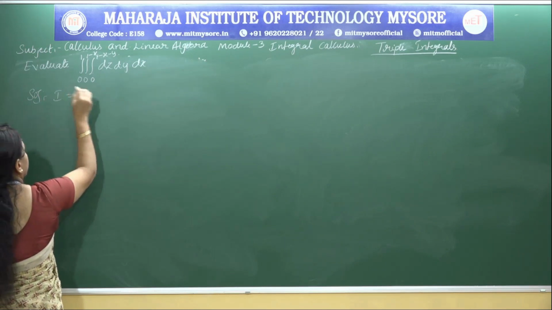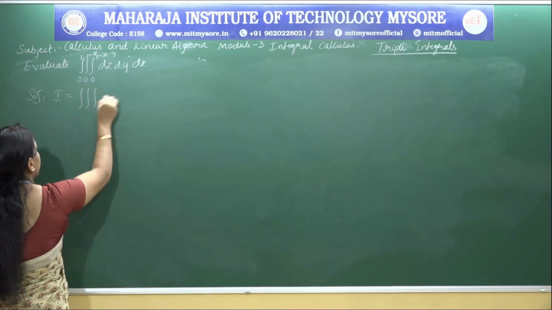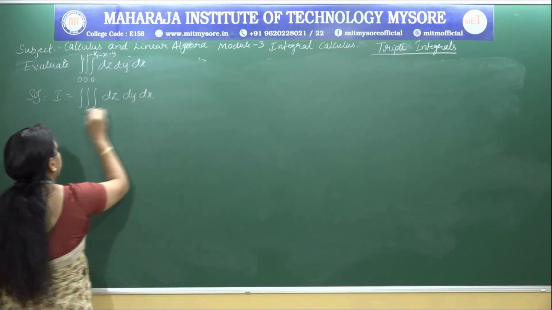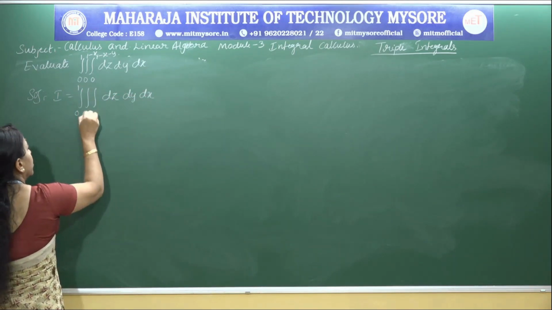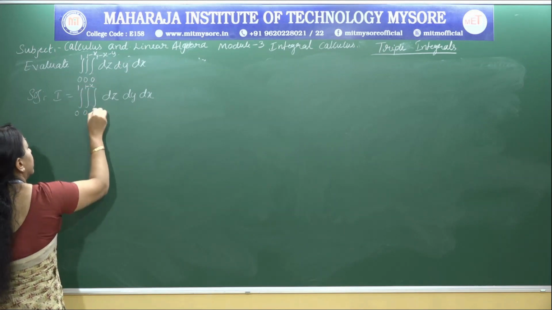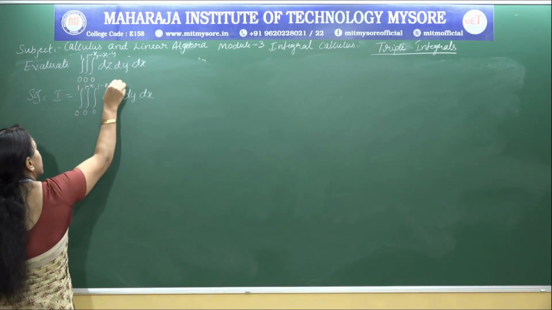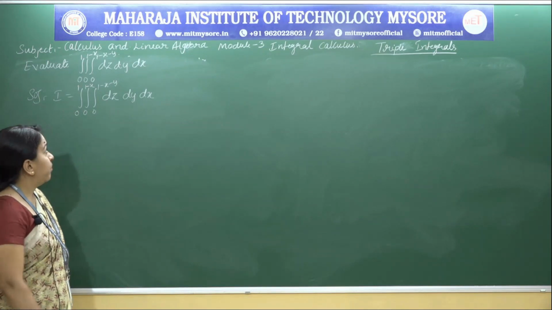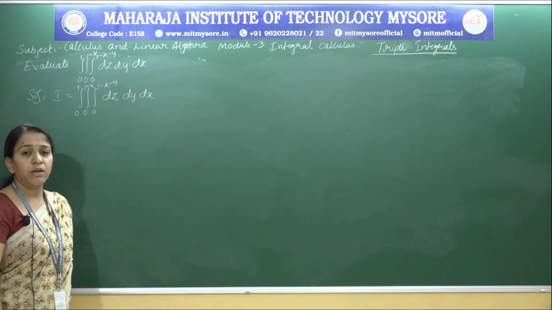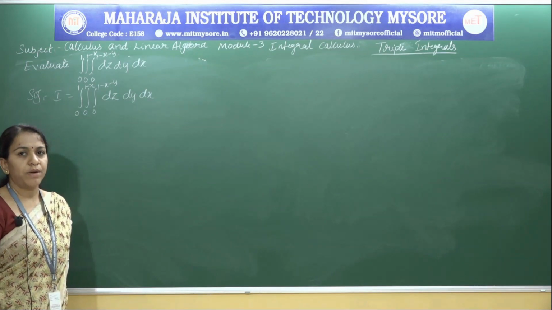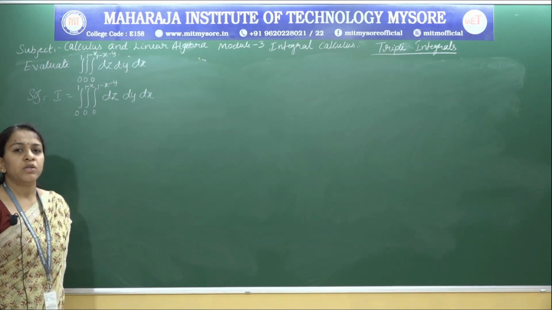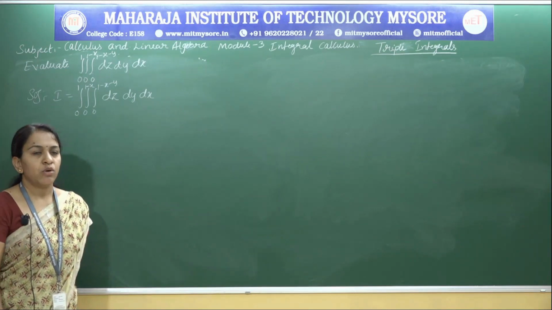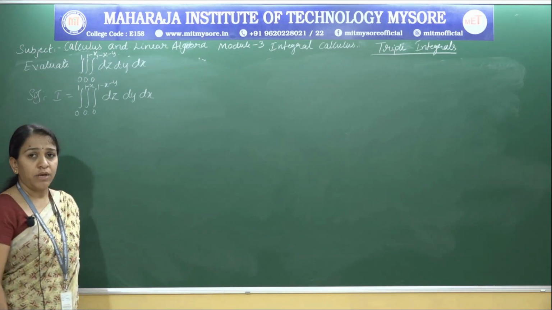The given triple integral is I equals the triple integral of dz dy dx, between the limits 0 to 1, 0 to 1 minus x, and 0 to 1 minus x minus y. Now, in this problem, we have a variable limit. In the place of limits, we have variables. In the last problems, we had only constant limits, so we just integrated. Now we have variable limits.